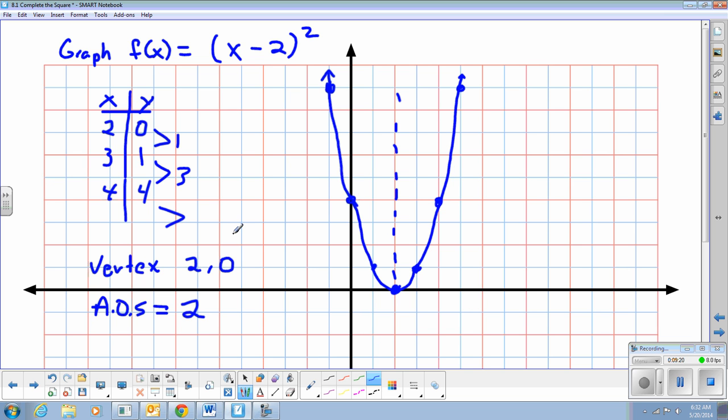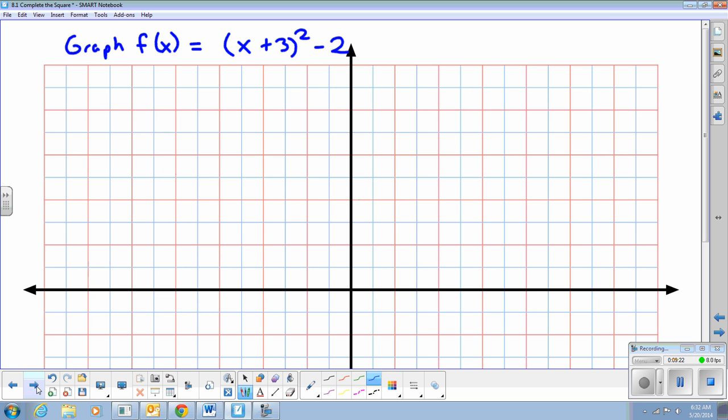All right, let's see how well we can use our pattern now to do the third one. Graph f of x equals (x plus 3) squared minus 2. Pause the video for a moment, make an xy axis, and write down this function, please. All right, now that you've done that, let's try to use the full pattern without using a table to graph this equation.